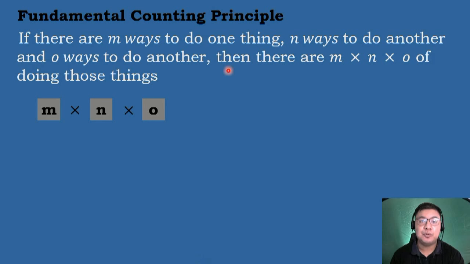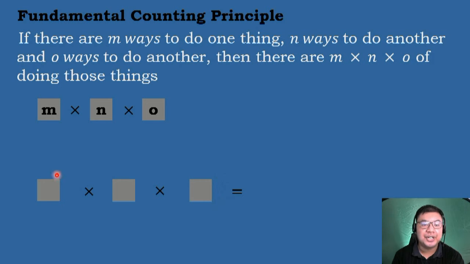By using the fundamental counting principle, we can easily find the number of possible outcomes. The only downside to this is we cannot get the exact list of those seating arrangements. It can only tell us how many possible seating arrangements can be made. Let's try to find the number of possible seating arrangements. We have m times n times o because there are 3 persons we need to arrange.